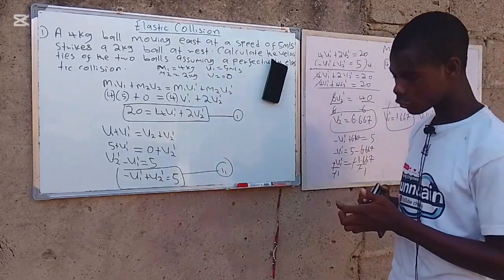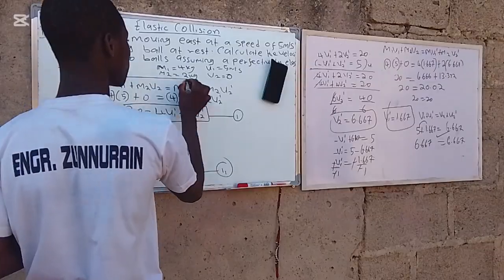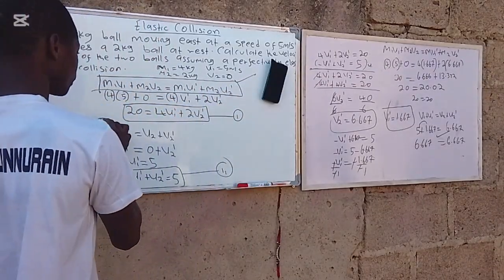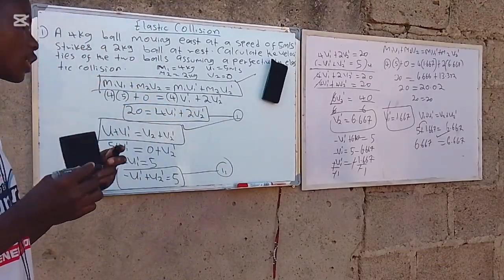So this is all I have for you for the elastic collision. But you have to take a look at these formulas. They are very important. This is for the momentum, and this is for the kinetic.